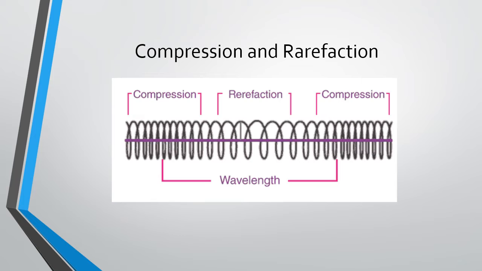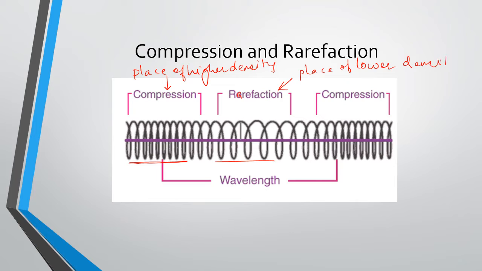When the spring was coming together, that is called compression, which is the place of higher density. When the spring was spread out enough, that was the place of low density. That part is called rarefaction. Again it was a compression, again it was a rarefaction.